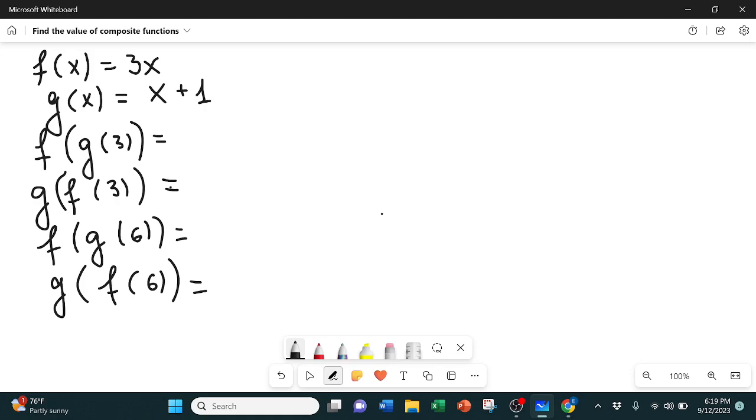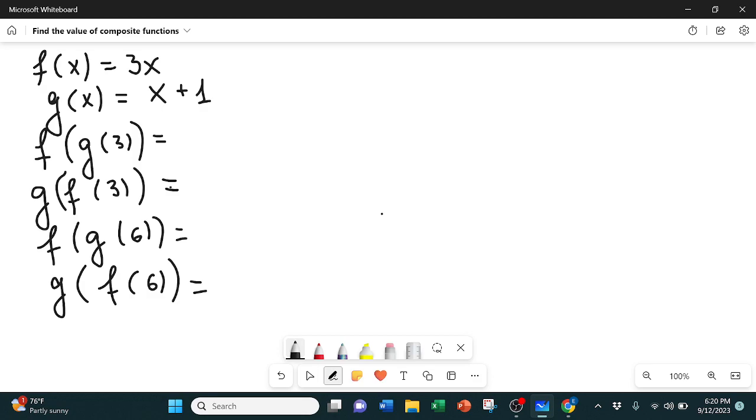Function and how to find the value of composite function. During this exercise, we're going to talk about also the commutative property of composite function. Does it work or not? So the functions that are given to us are f of x equals 3x and g of x equals x plus 1. How are we going to find the value of the function f of g of 3?